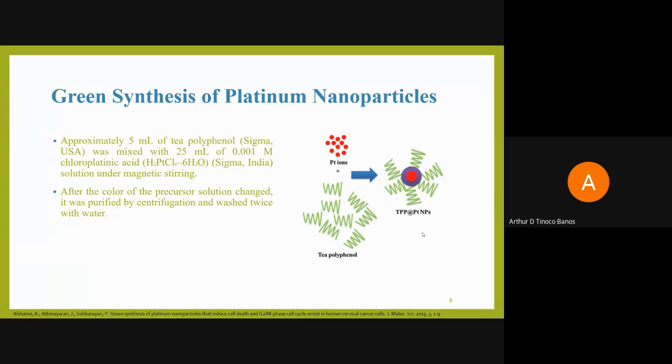I guess my question here is, so if it's platinum 2+, right? What's providing the charge balance to the nanoparticles?